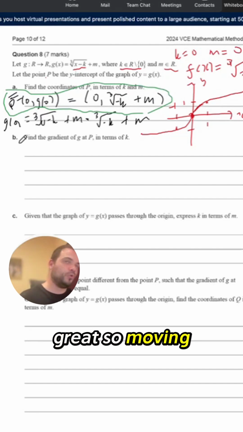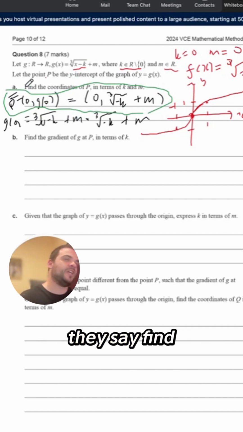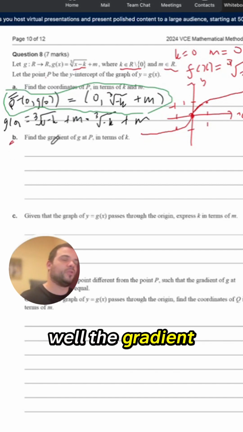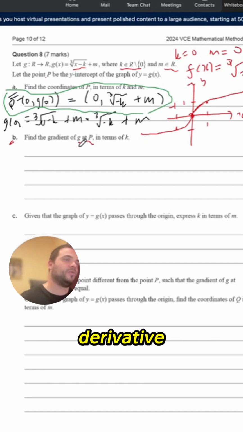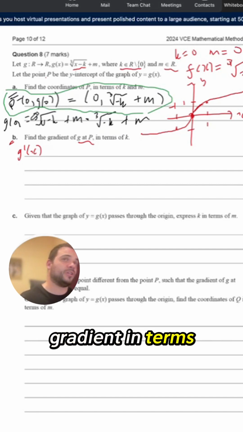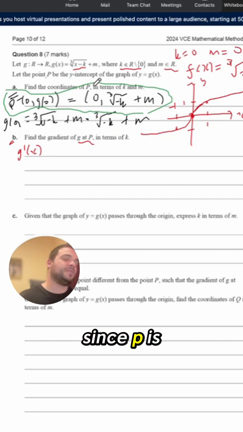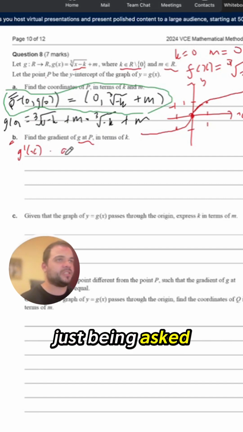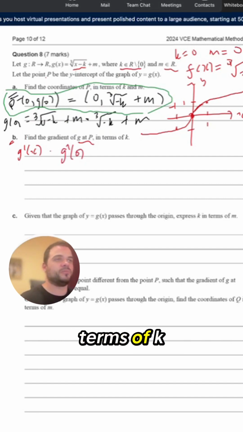Great. So moving on to part B, they say find the gradient of g at P in terms of k. Well, the gradient is just the derivative, so we want g dashed of x, and we want it at P, but we find the gradient in terms of the x-coordinate of a point. Since P is a y-intercept, its x-coordinate is 0, so really we're just being asked for g dashed of 0 in terms of k. So to find this, we first have to find the derivative g dashed of x, and then plug in x equals 0.